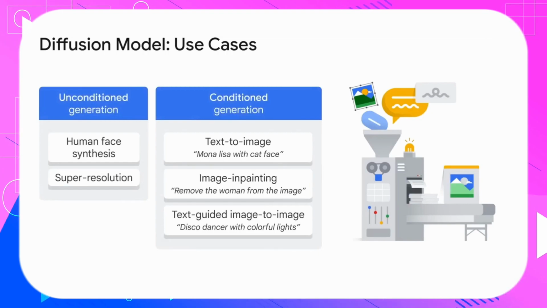Unconditioned diffusion models, where models have no additional input or instruction, can be trained from images of a specific thing, such as faces, as you can see on the slide here, and it will learn to generate new images of that thing. We also have conditioned generation models, and these give us things like text-to-image, where we can generate an image from a text prompt, and other things like image in-painting and text-guided image-to-image, where we can remove or add things, we can edit the images. Pretty cool, right?